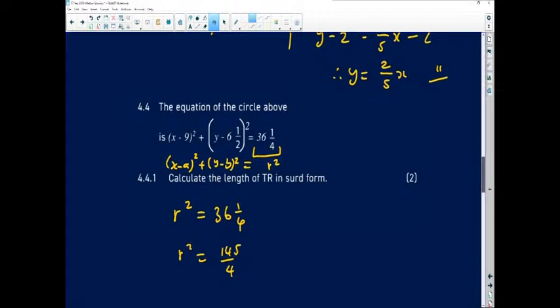And I think you guys will agree with me. It implies that our radius is just going to be the square root of 145 divided by 2, because the square root of 4 is 2 and the square root of 145 is the square root of 145.